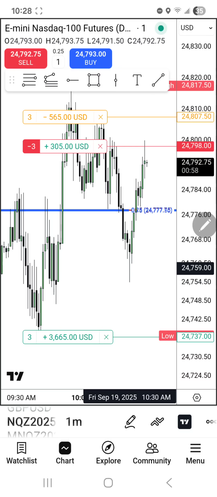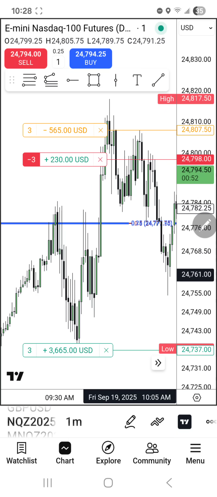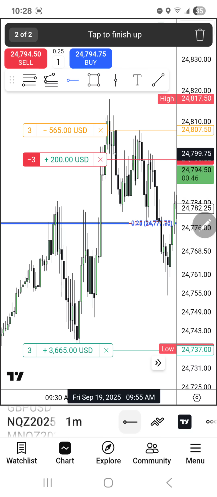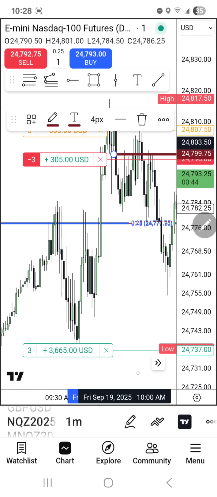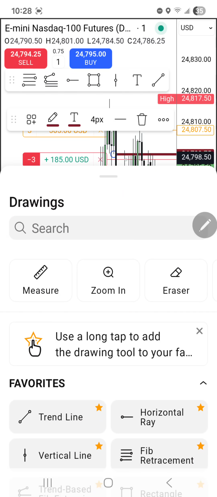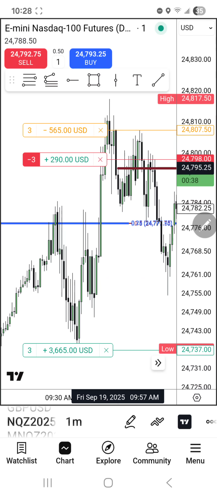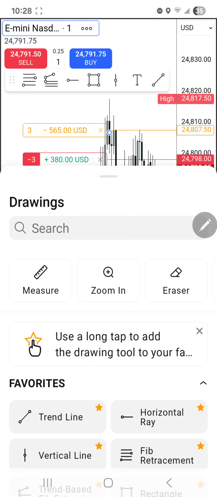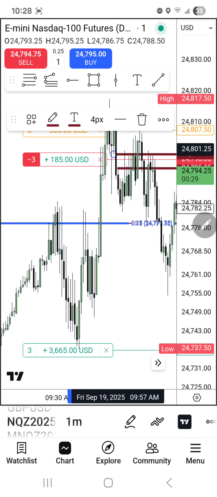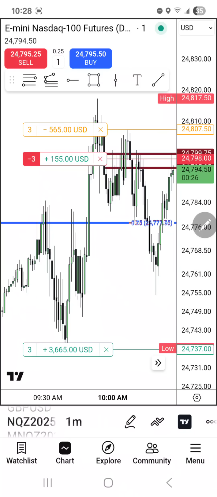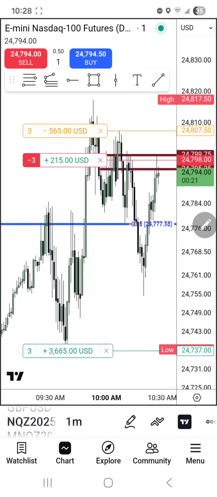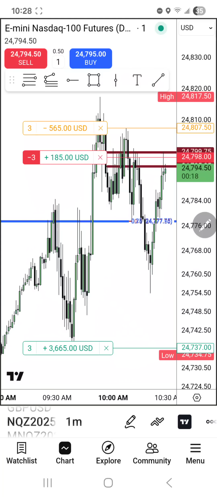Okay. And the fair value gap, I'll just use the line segment, the horizontal ray, to annotate this, and not a rectangle because I don't like fighting with it. Okay. So a reclaimed fair value gap there. Right there.